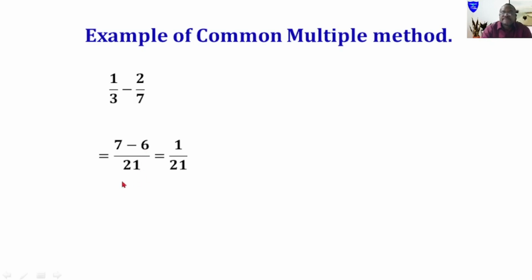Okay? Then you simply retain the denominator and subtract 6 from 7 to get 1. And that is the correct answer.